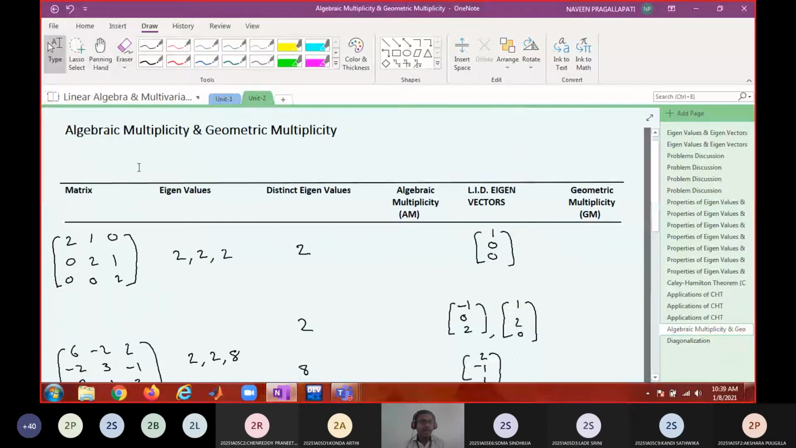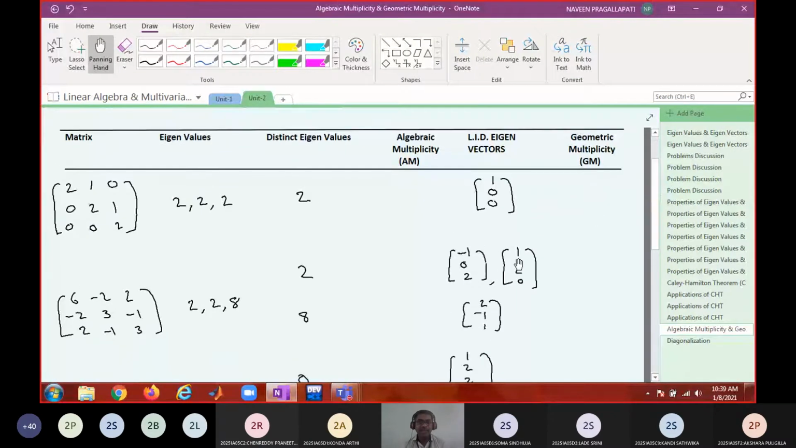Now our present definition is about algebraic multiplicity and geometric multiplicity. So what is called algebraic multiplicity? What is geometric multiplicity? Algebraic multiplicity exists for eigenvalues, and geometric multiplicity exists for eigenvalues only, but it depends upon the number of independent eigenvectors. So what is algebraic multiplicity? What are eigenvalues basically?